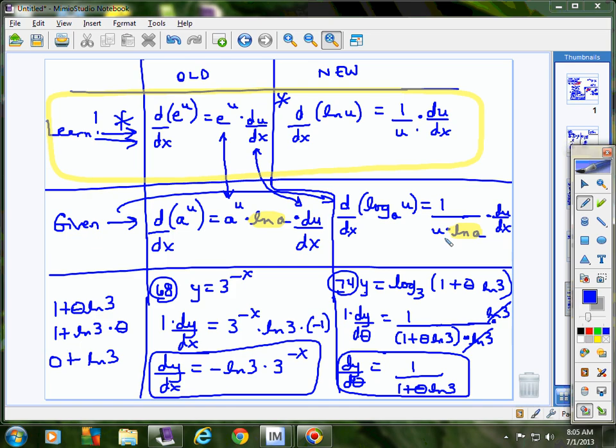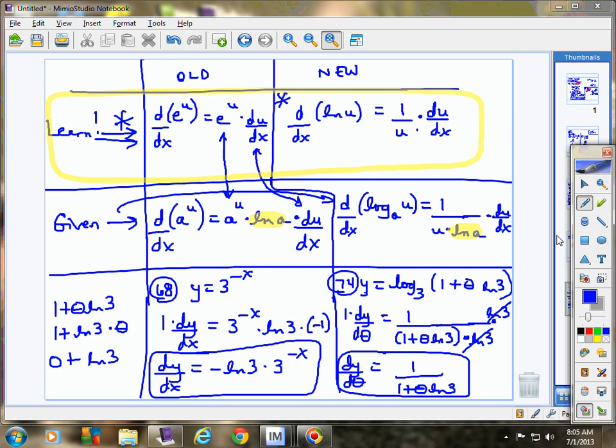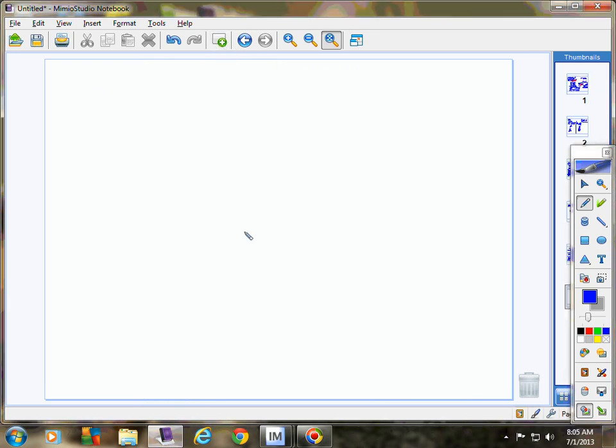Here it was 1 over the stuff, it went on bottom with the stuff, right? So if that helps you remember where they go, even though they're given, it might help you tie it into these old formulas and make it a little bit easier. Now then, let's look at an example of why the derivative of log of x is 1 over x.